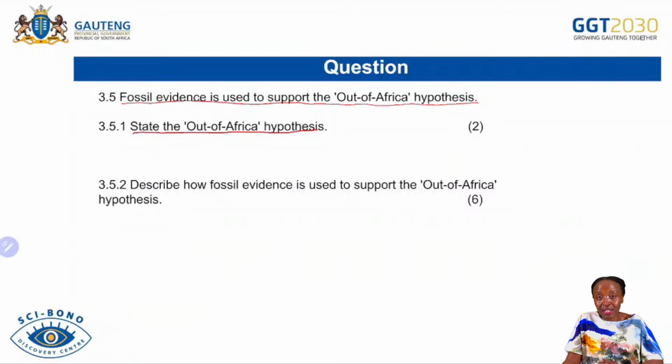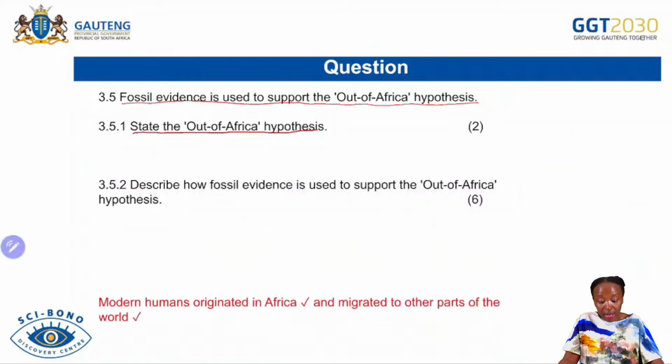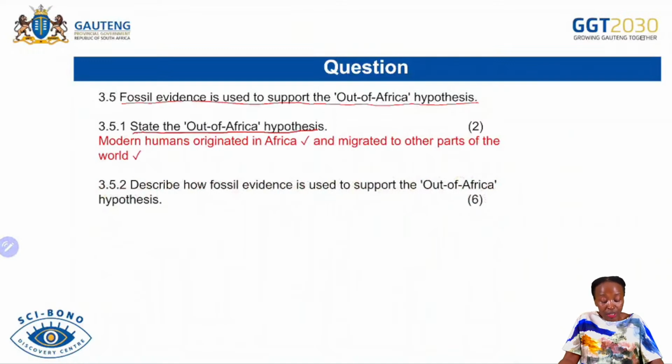I mean, in life sciences, we hardly ever find questions where you just name, give, or state. Those are easy marks. Those are the marks that we must all get. So state the out of Africa hypothesis. We did say that it states that modern humans originated where? In Africa, and then they later emigrated to different parts of the world. So for 2 marks, all that you need to name is that modern humans originated in Africa and they migrated to other parts of the world.